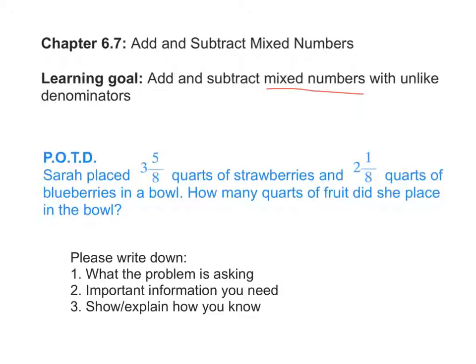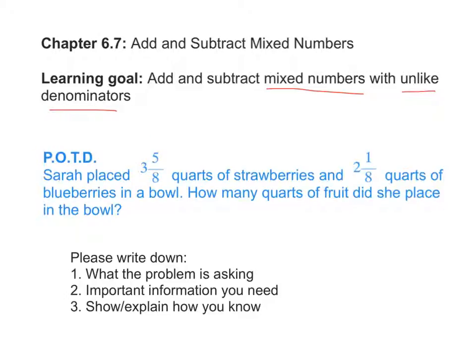Okay, in order to understand our learning goal, we also need to understand what an unlike denominator is, because we know we're going to add and subtract mixed numbers with unlike denominators. What's an unlike denominator? Rashika? Two fractions that have denominators that are different.